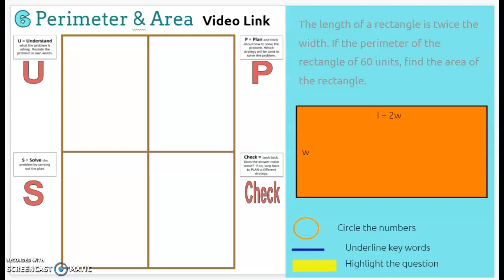If the perimeter of the rectangle is 60 units, find the area. All right, so we're going to circle our twice because that is our number. So it would give me 2. I do have another number, sorry, 60 units.